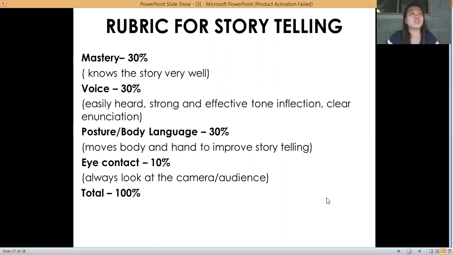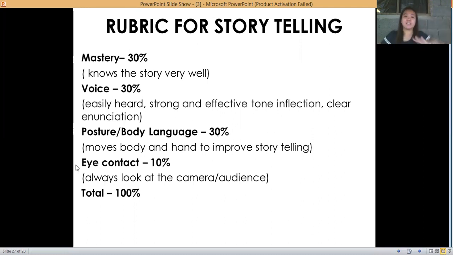And for you to get a high grade, you're supposed to follow this one. Mastery, 30%, knows the story very well. Okay po, you know the story very well. Number two, voice. Okay, 30% also. Your voice can be easily heard, with strong and effective tone inflection and clear enunciation. Next is posture and body language. That one is also 30%.